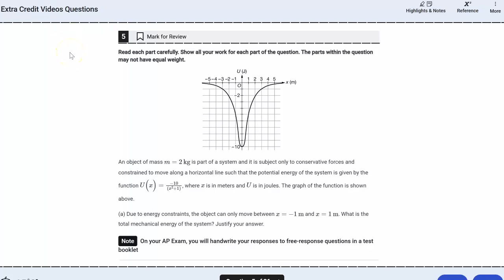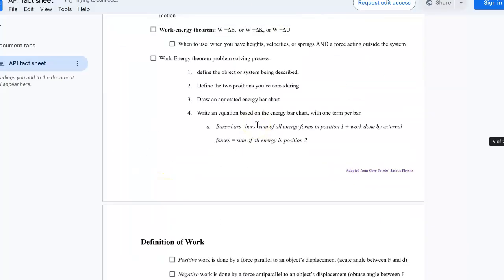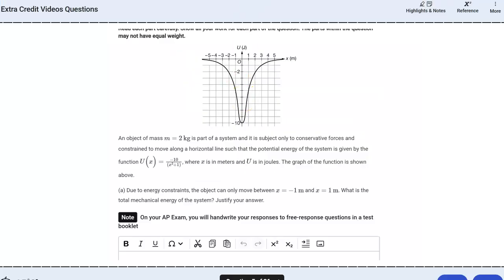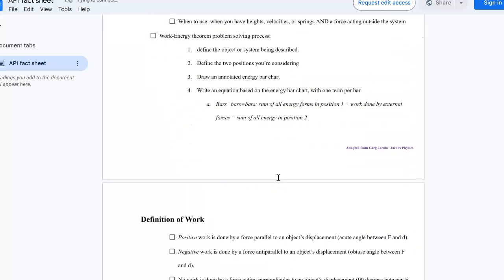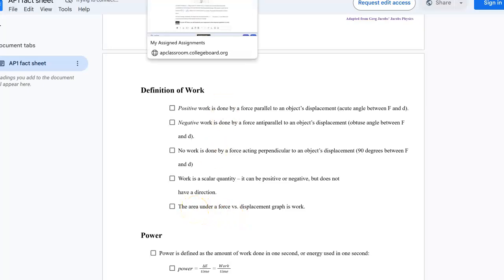So here we're given a function that shows potential energy with relation to displacement. And the physics facts we're going to need to know are our classic conservation of energy. Mechanical energy is conserved when there's no net work done by external forces. And here, only conservative forces act on the object. So that applies to us. And then also, we're going to need to know that the area under a force versus displacement graph is work.